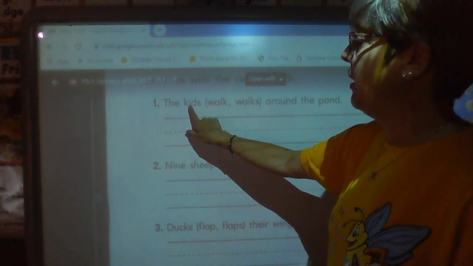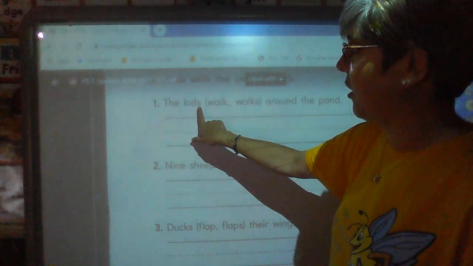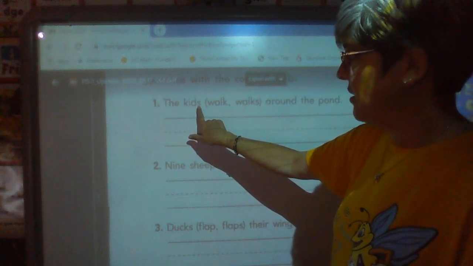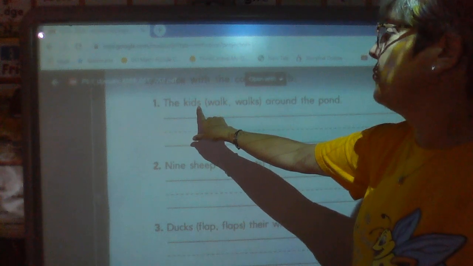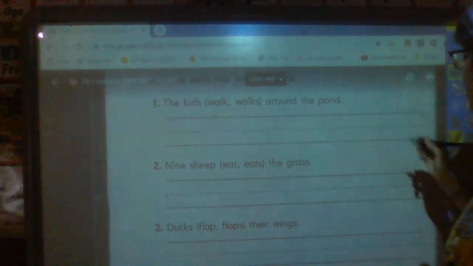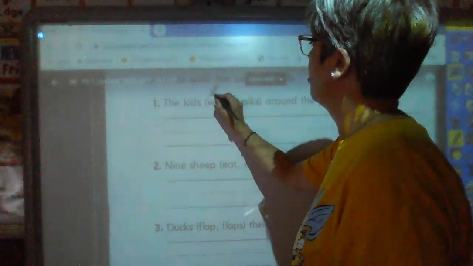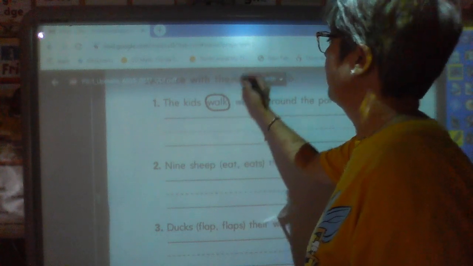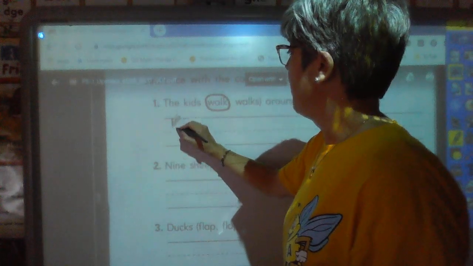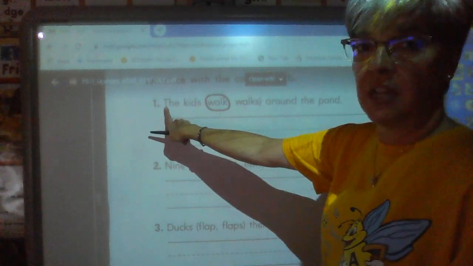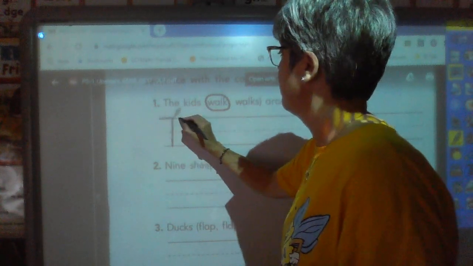So we're talking about kids. There's an S on the end, isn't there? If there's an S on the end in our subject or our noun names more than one, then our verb does not need a letter S. So we're going to circle the word walk. Now we're going to write our sentence on the line. Remember in the, capital letter T, because that begins your sentence.